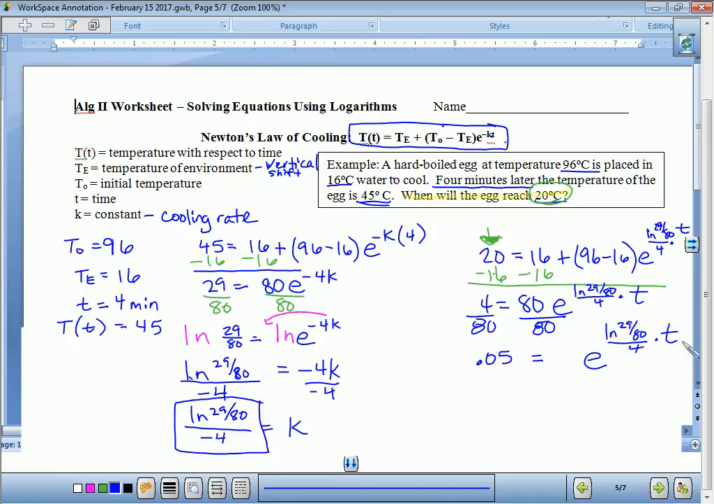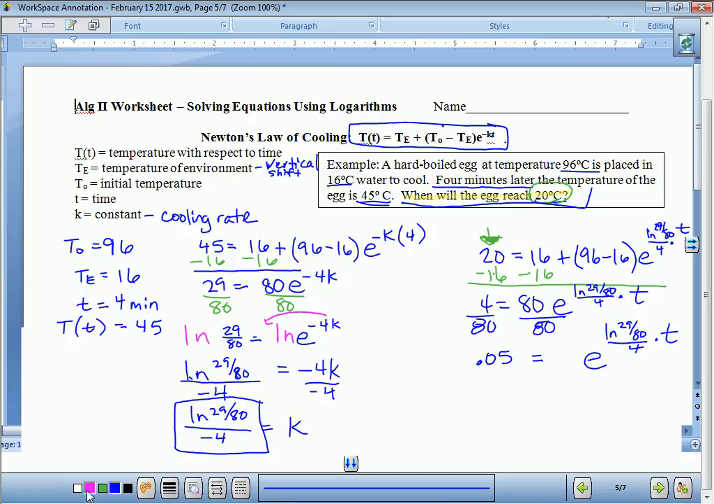Is this the same problem? Yeah, we use the information from the first part of the problem to solve this second part. When will it hit 20? So we had to find K, and then you plug in K. So this takes forever, is what you're saying. It could, especially if you work slow. I don't work slow. Well, then you're good.